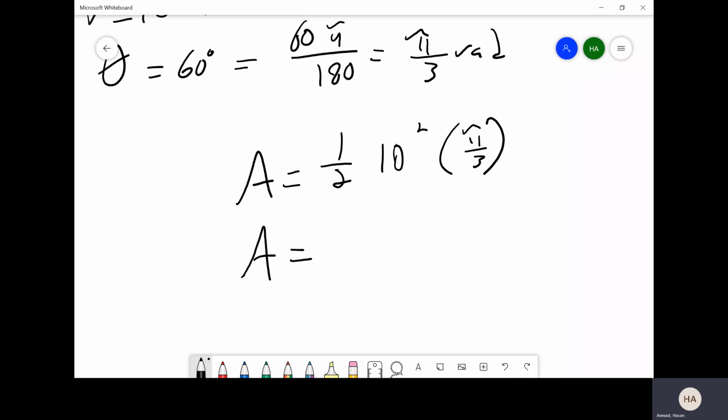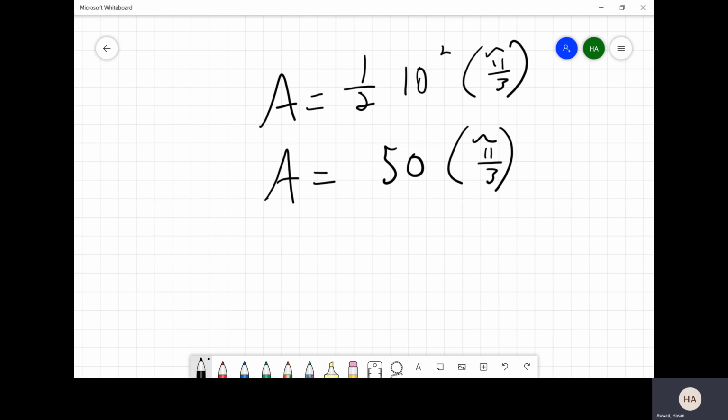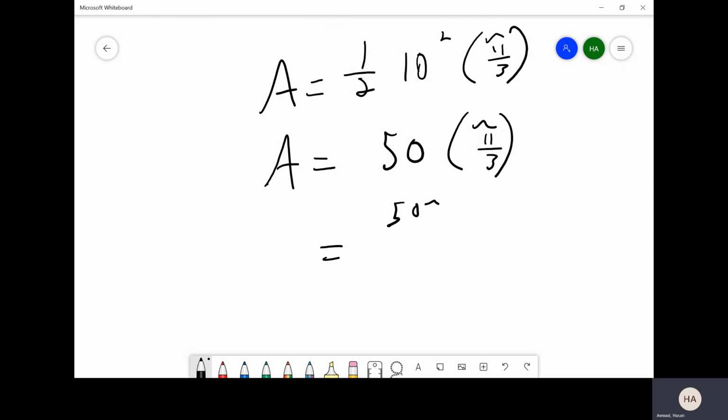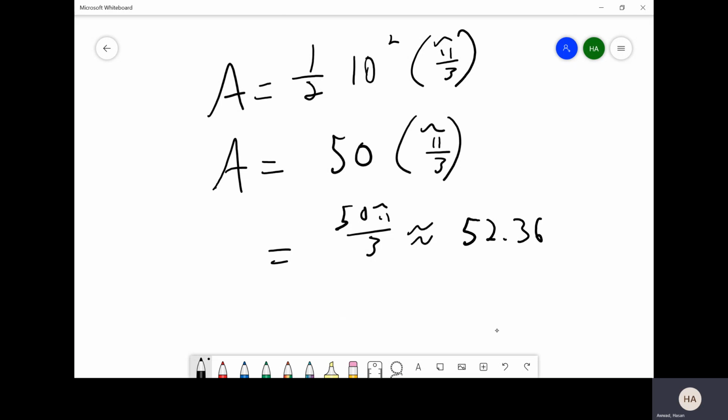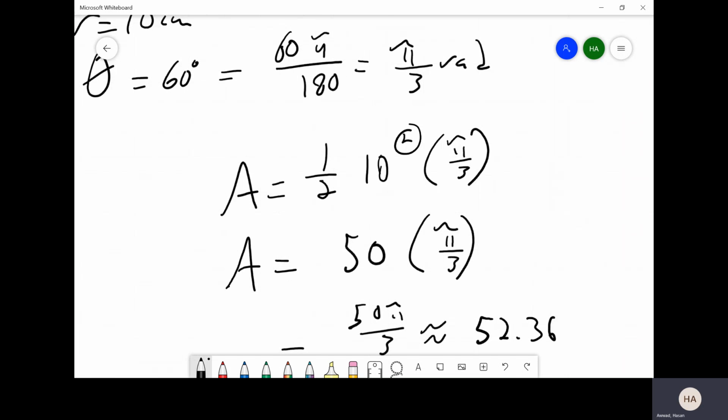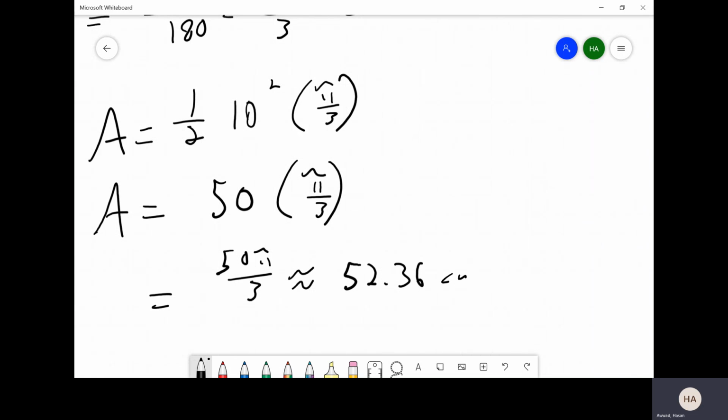10 squared is 100, divided by 2, or times 1/2, however you want to think about it, is 50. So we have 50 times pi over 3. And when we get that, there's really no simplifying this down. You get 50 pi over 3, and this is going to be approximately 52.36. And because you had centimeters being squared, your unit of measurement is just centimeters squared, which is exactly what you would expect to get for an area: whatever unit you're talking about, that unit squared.